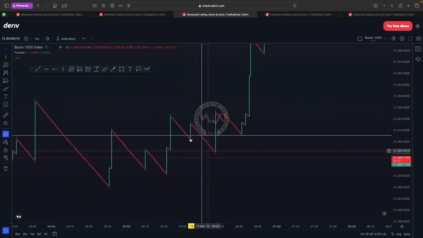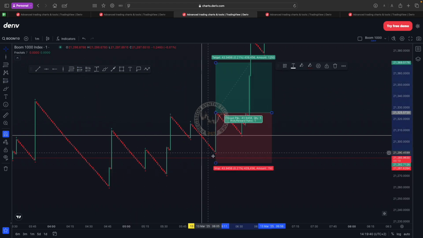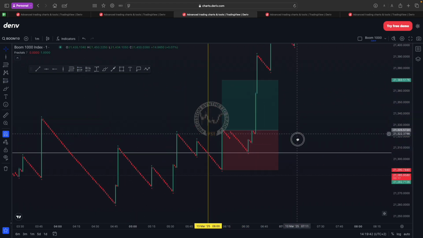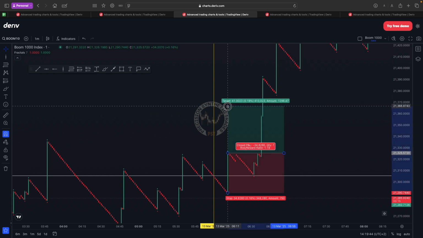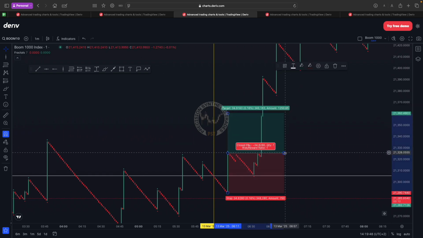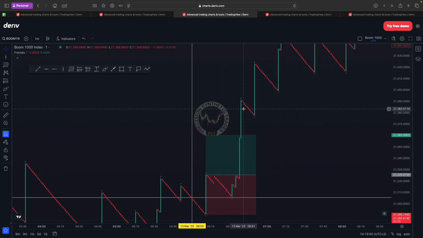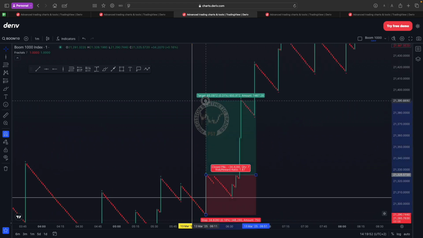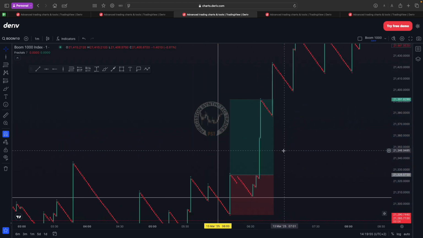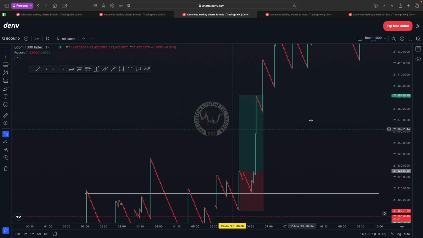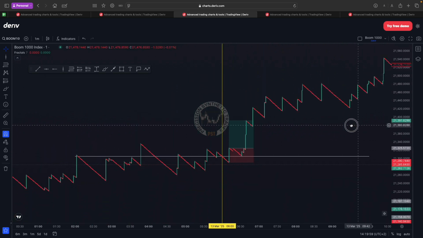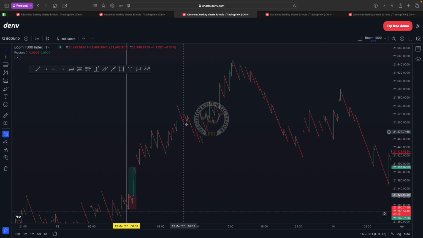Price came down. We got a break through the previous candle's close. Target a 1-to-1. There we go. At the end of the day with this spike, you ended up with a 1-to-9 risk to reward trade. And in this example, price just continued going up.